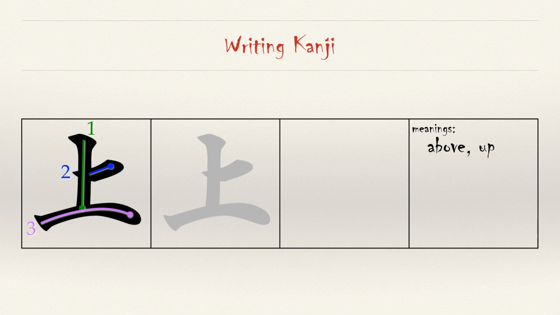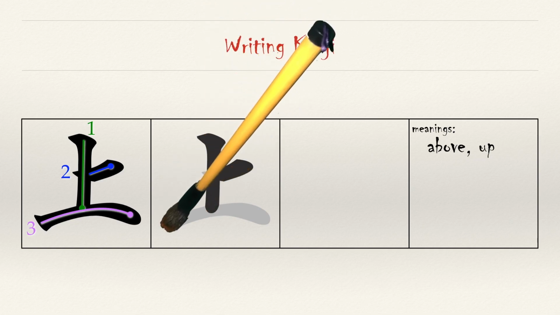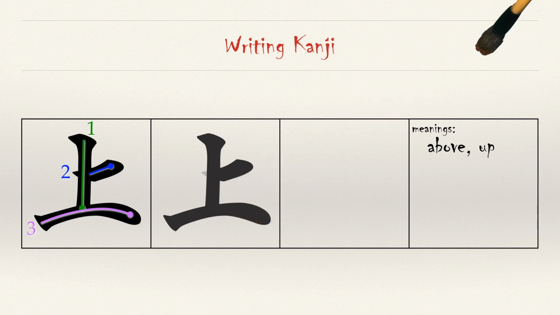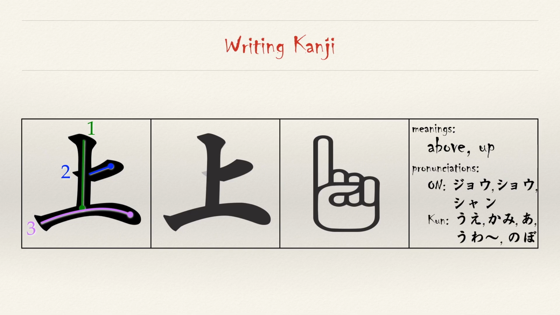Let's walk through this character together now. Stroke 1 is vertical, stroke 2 points off to the right, and stroke 3 is the bottom of the character. To remember this, think of pointing a finger upward. This character has a lot of pronunciations. The on readings are jo, sho, and shan. The kun readings include ue, kami, a, ua, nobo, and there is also tatematsu, but this is not commonly used.